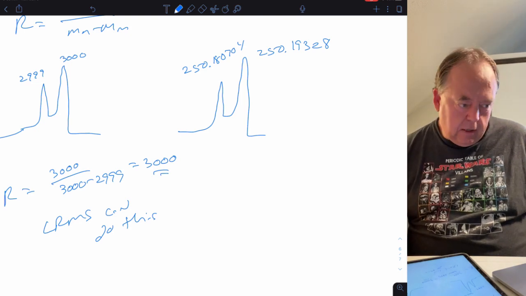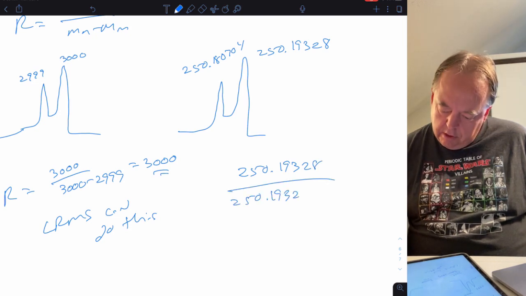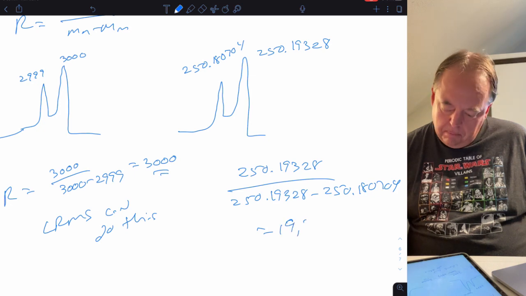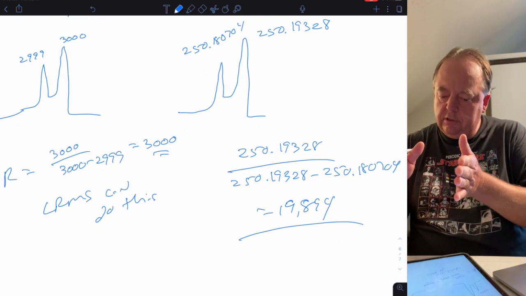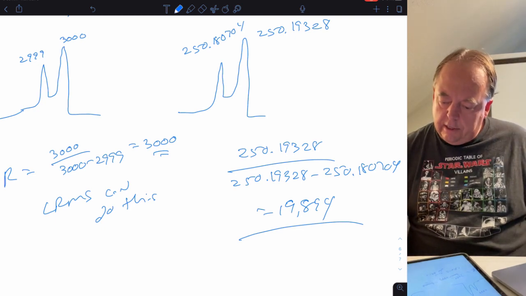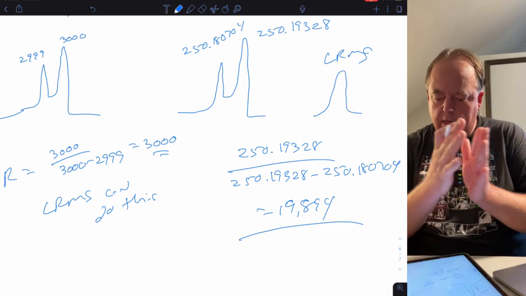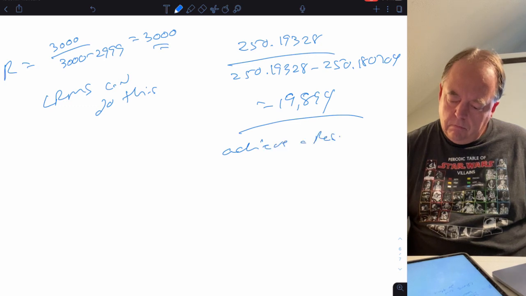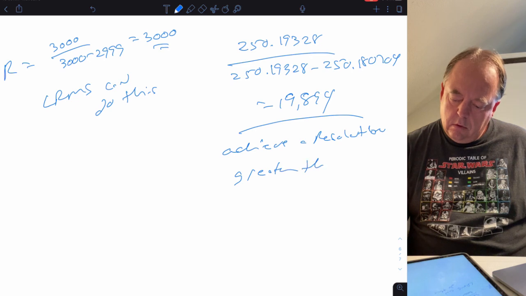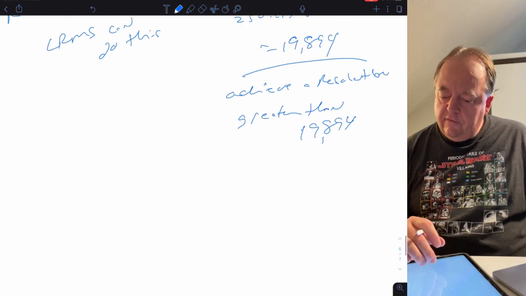But if we want to distinguish between these two molecules, 250.19328 over 250.19328 minus 250.180704, so if we wanted to resolve these two molecules on a mass spec so that we could clearly see the two peaks separately, if you did this on a low-res, then you would just see the two peaks merge together because the low-res mass spec can't separate them out, but a high-res mass spec could. You need an instrument that could achieve a resolution greater than 19,894.